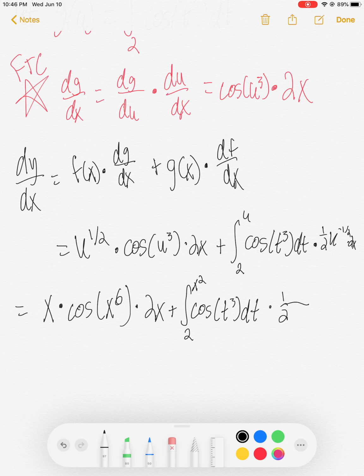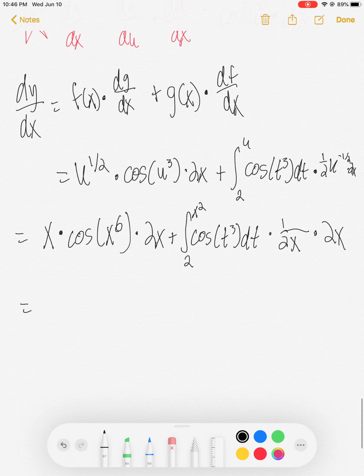Plus, okay, this integral, let me see, so that's going to be the integral from 2 to x squared cosine of t cubed dt. I think we're going to want to deal with that in just a minute. But for now, let's continue making our subs. Times 1/2. I have u to the negative 1/2, so that's going to be u to the 1/2 is x, so I'm going to divide by x now, times 1/2x times 2x.